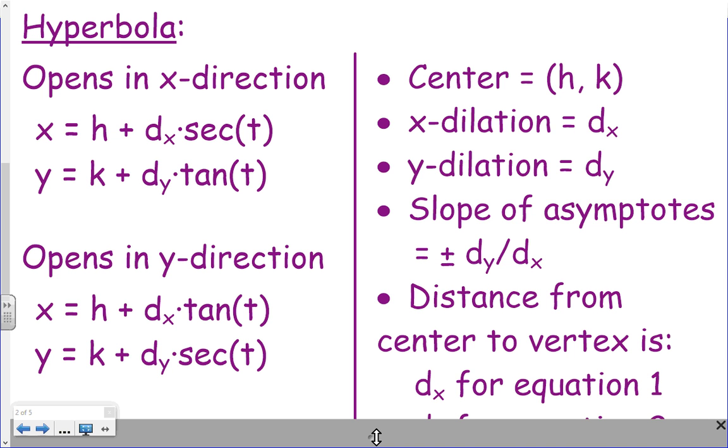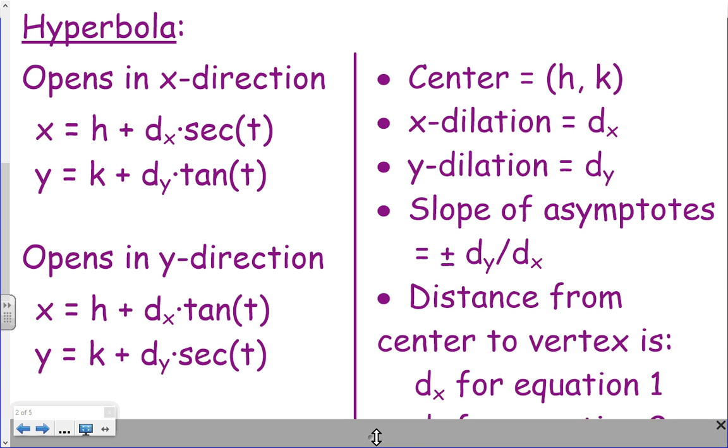If it opens up in the y direction, secant is with y. Remember it that way. It'll probably help you remember the right way. All right, over on the right then, it tells you all the information here about this. This is, by the way, the same thing we talked about with Cartesian. We're just seeing over on the left a different way to write this.